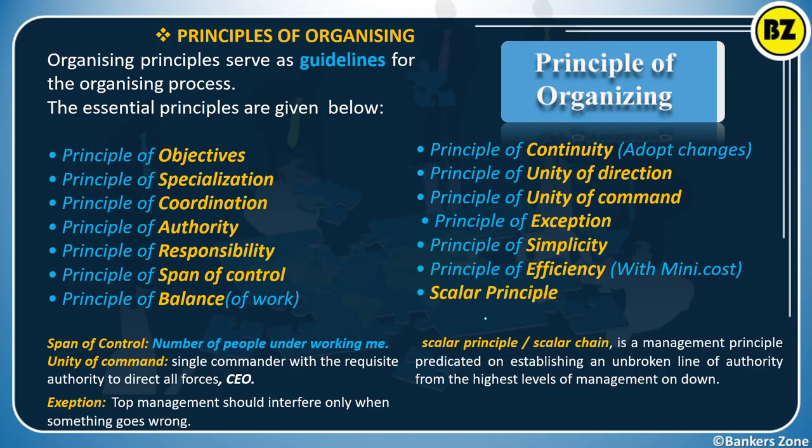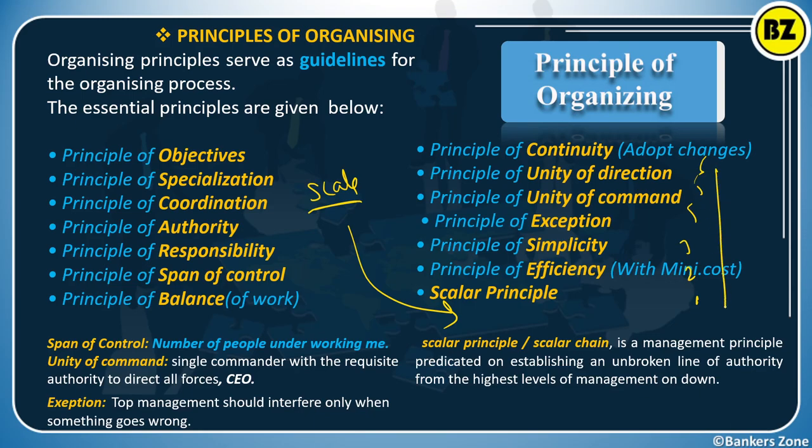Principle of efficiency. And the next is the scalar principle. What is the scalar principle? Scalar principle is also called the scalar chain. It is a management principle predicated on establishing an unbroken line of authority from the highest level of management on down. Okay, so what is the scalar principle? It is a management principle predicated on establishing an unbroken line of authority from highest to lower level. Means what? There must be a scale. Scalar principle means scale. There should be a scale. So what is a scale, simply? A ruler.